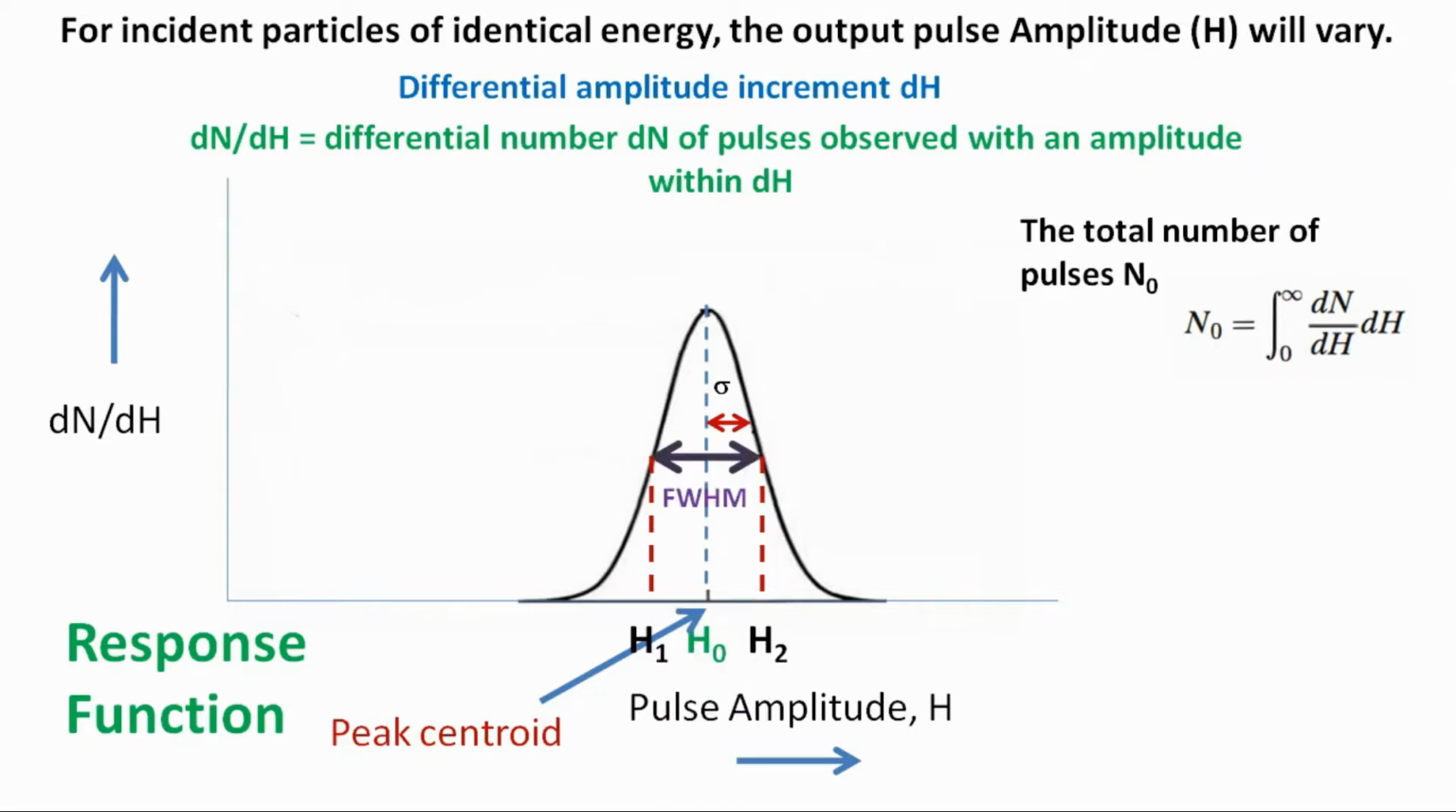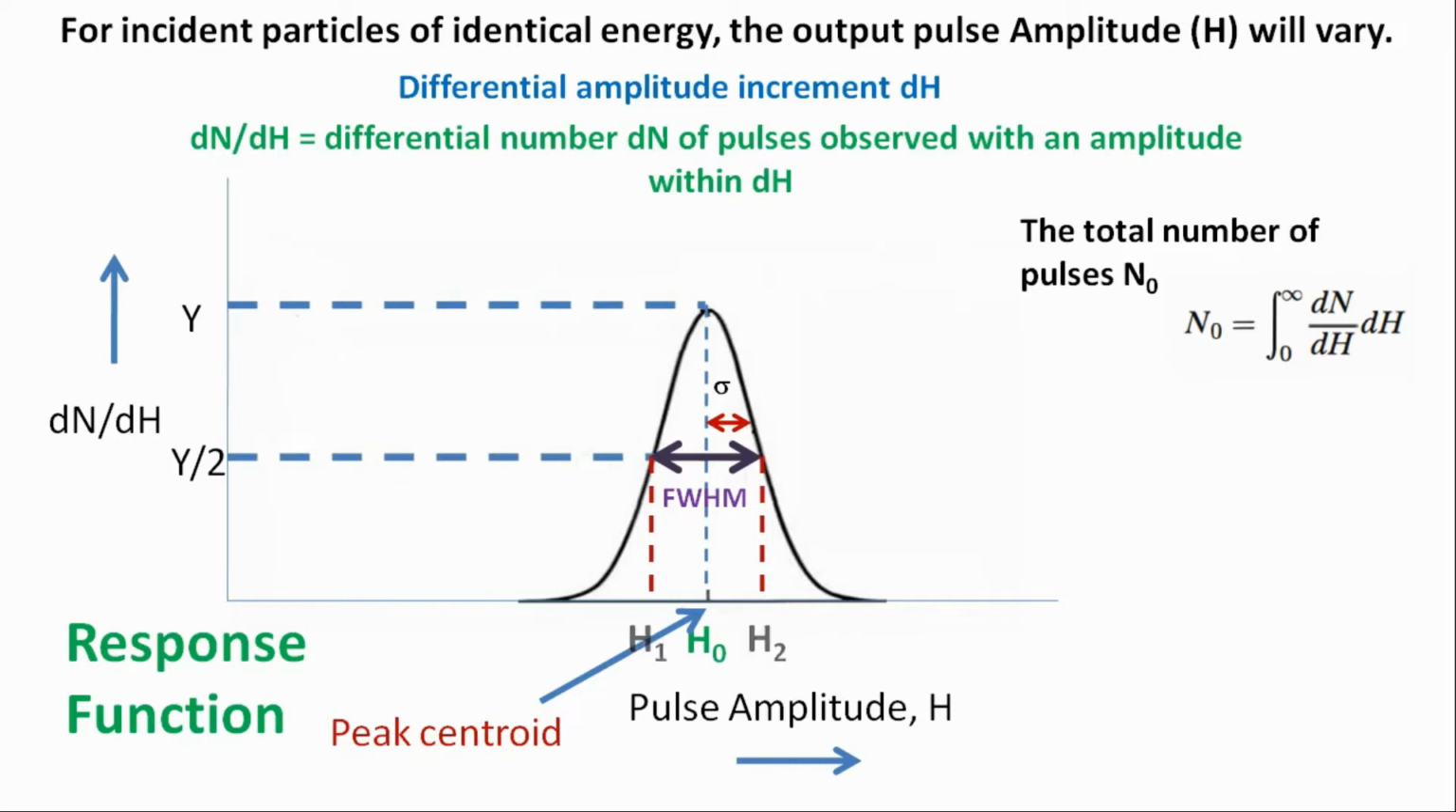The maximum value, the maximum Y value you know is this. The Y value corresponding to the peak centroid. Now to calculate full width at half maximum, you just see what is exactly half of this maximum Y value. And corresponding to this Y by 2, you will be getting two values of the pulse amplitude, say H1 and H2. And this full width at half maximum is nothing but the difference between this H1 and H2, which will be in volts, and the units will be the same as that of the pulse amplitude.